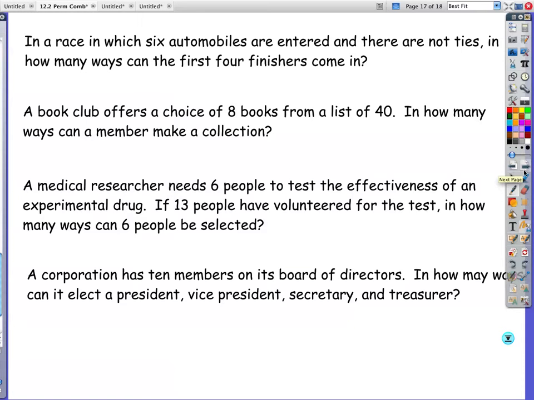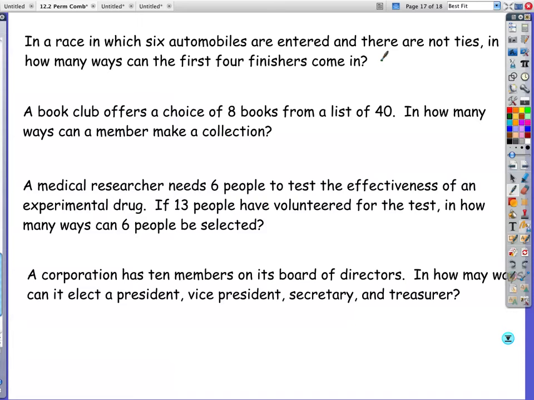All right, in a race in which 6 automobiles are entered and there are no ties, in how many ways can the first 4 finishers come in? Okay, so we're talking about a race, right? And of course, if you were in this race and you're one of these placers, it matters to you which order you came in. And sometimes it's dealing with money. And of course, NASCAR, you have all of that in there. So yes, this is order dependent.